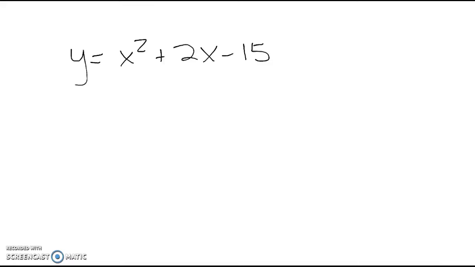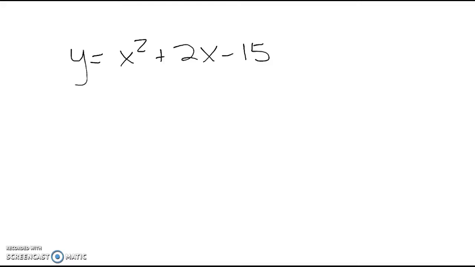This is your example video for the Solving Quadratics Performance Assessment. You are going to be given a quadratic equation in standard form, and you are to solve this quadratic equation two different ways using two of the methods we have learned. When we say solve, that means we're trying to find the x-intercepts or the roots or the zeros.